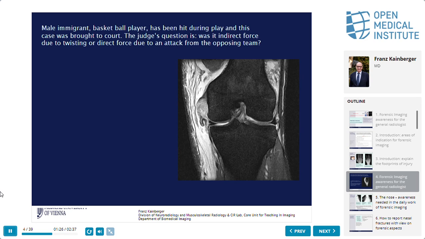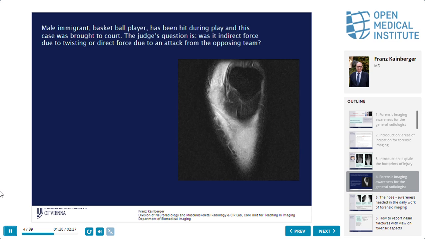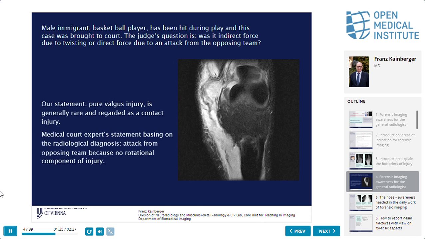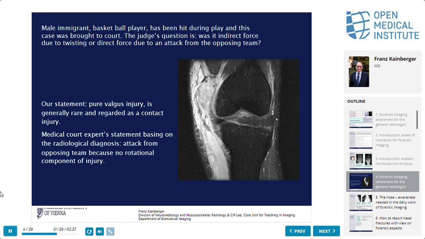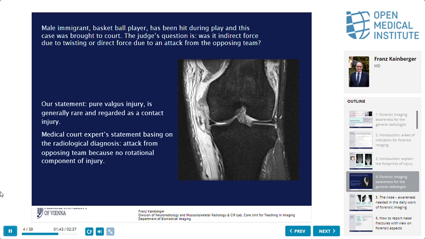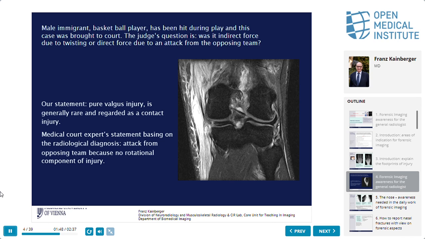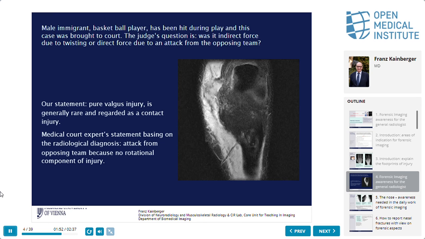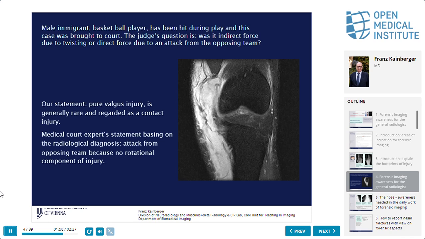You think it was the offending person from the team? It was an attack. Yeah, that was the same as what we commented. This is a pure valgus injury. A twisting injury is rarely a pure valgus injury, and therefore the medical court expert's statement was attack from the opposing team, because there was no rotational component of injury. Are you happy? Yes, please.